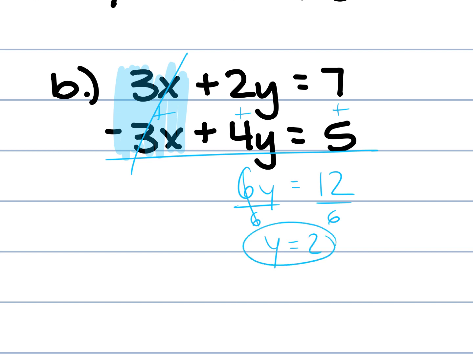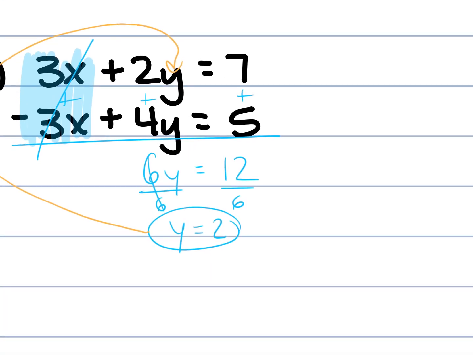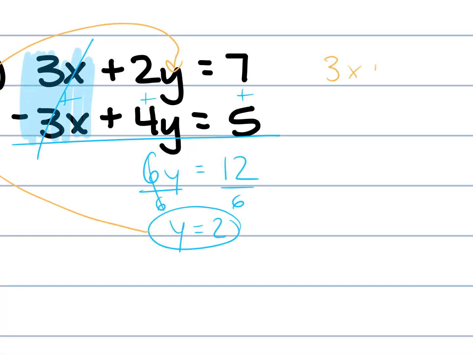Am I done? What would I have to do next? Plug it in. What am I going to plug it into? We can plug it into the first one, into x or y? Into y, because it's y equals. So we have 3x plus 2 times 2 equals 7. So 3x plus 4 equals 7.